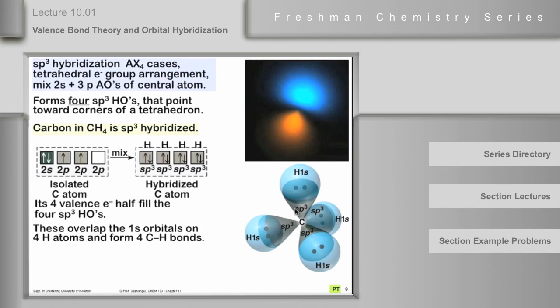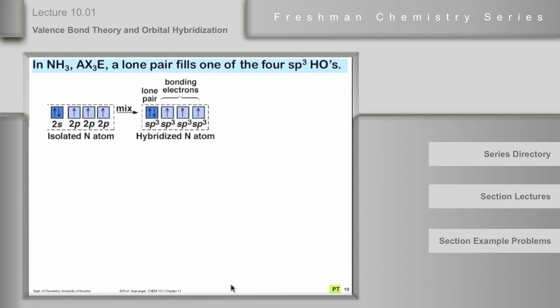It's kind of cool, I think. It's not the answer to everything, but it's a simple answer to many things. Okay. We could use sp3 hybrids equally well for anything that has 4 electron groups around the center atom.